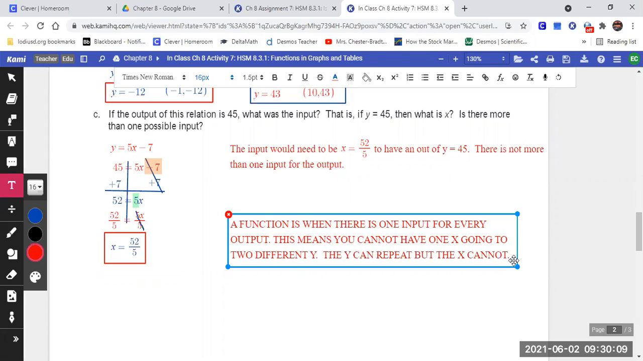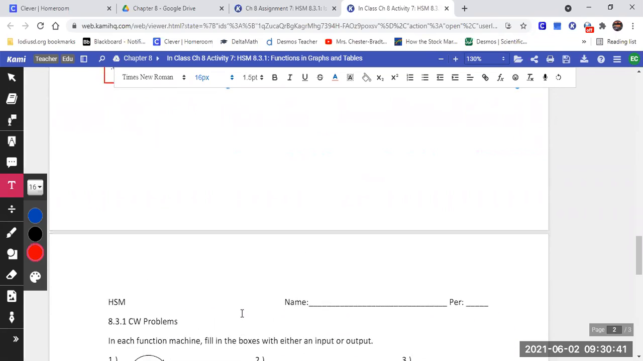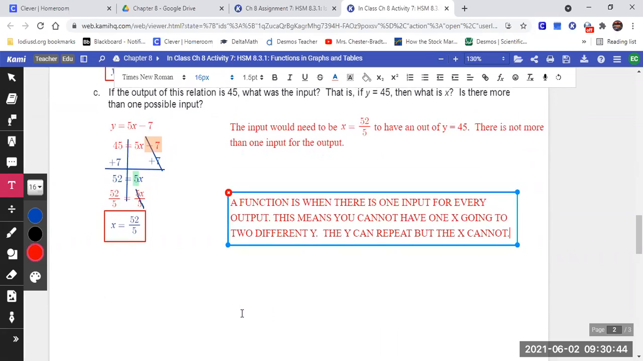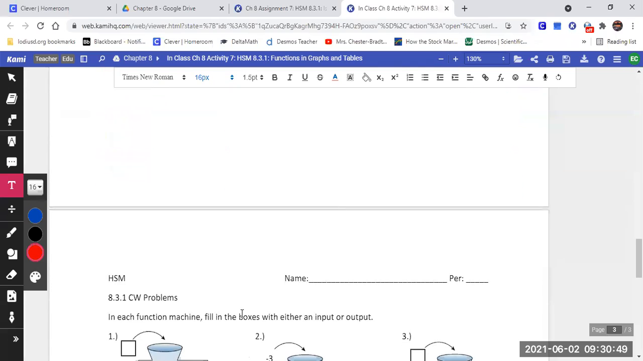All right? So if I'm looking at a table of values and I see two x's that are the same x, I know it's not a function. When I'm looking at a graph and I see there's like two x's on the same line that are the same x, I know it's not a function. It has to go one x to one y, but the y can repeat. X cannot, y can. Okay, we got that? X cannot repeat, y can repeat. So they're going to have us play some more with these function machines.